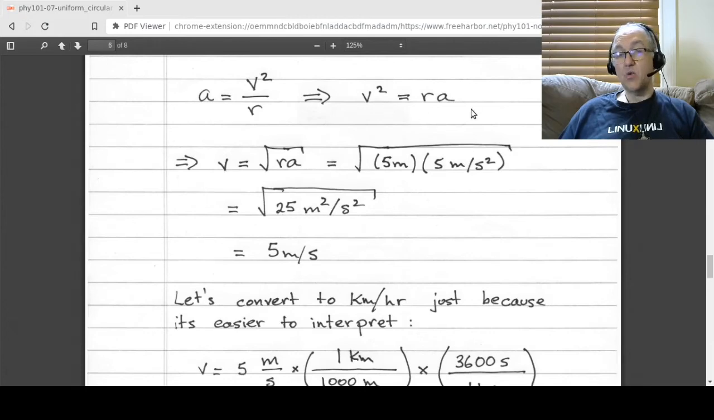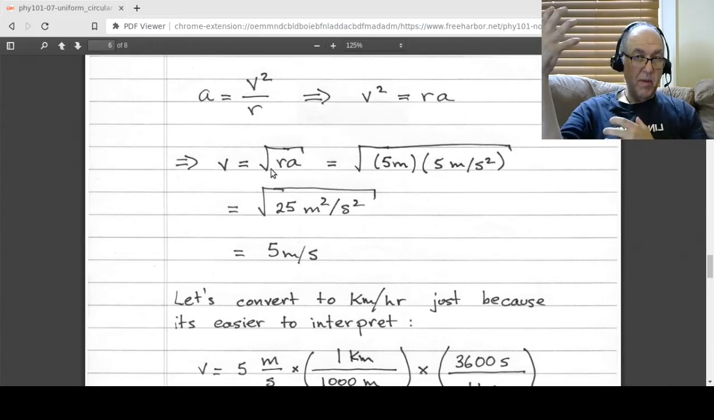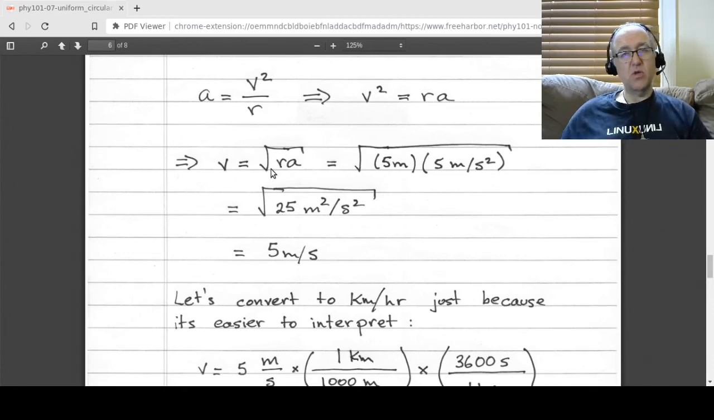equal to RA. Take the square root of both sides, and you always have to be careful when you take square roots, because sometimes you have a positive root and sometimes you have a negative root. But magnitudes are always positive, so don't worry about the plus or minus sign. So V is basically equal to the square root of RA.